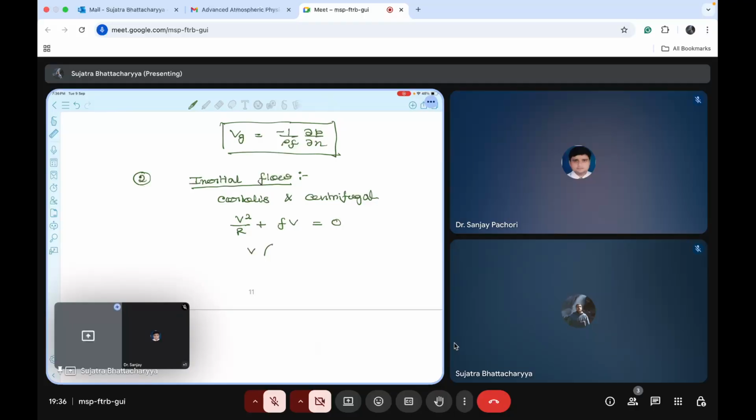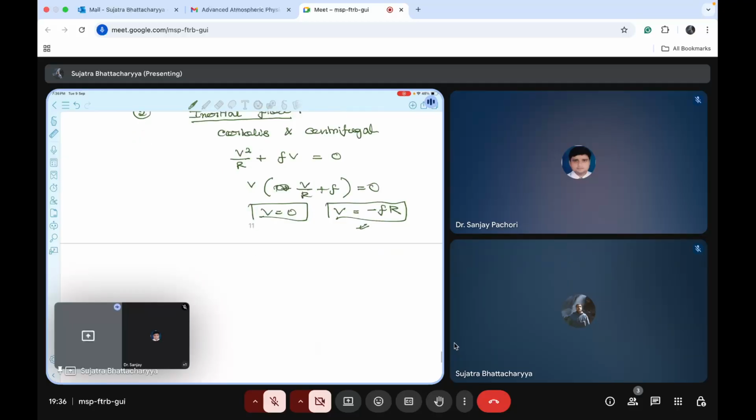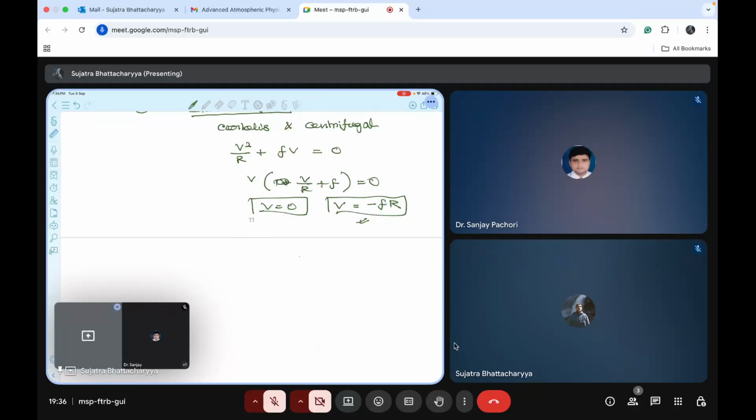So what you get? V times (V by R plus F) is equal to 0. So either V is 0 or V is equal to minus F into R. These are the two possibilities you have. Let us check this possibility because 0 is a trivial solution. So R is equal to minus V by F.